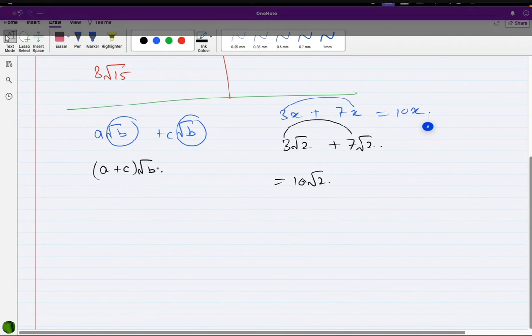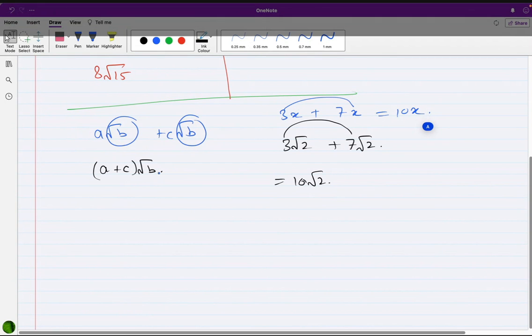Subtraction works in the same way. Suppose 5 square root 3 minus square root 3. That is 5 minus 1, which is 4 square root 3.